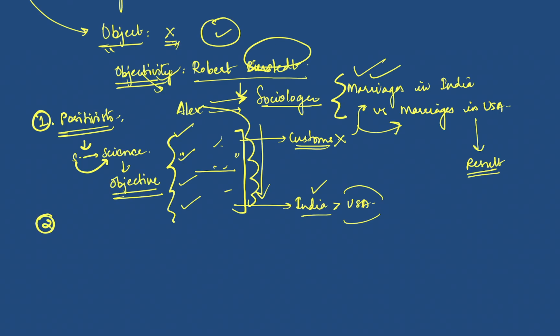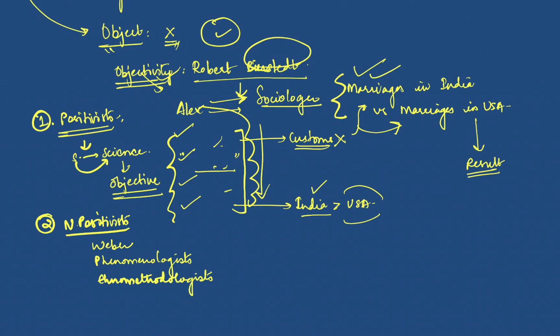And the second is the non-positivist. Basically, the non-positivists, like Weber, the phenomenologists, and the ethnomethodologists, view sociology as a non-positivist discipline, and they say that sociology is not a science. There's a lot of human interpretation involved in sociology, and it is not a science according to these non-positivists, right?